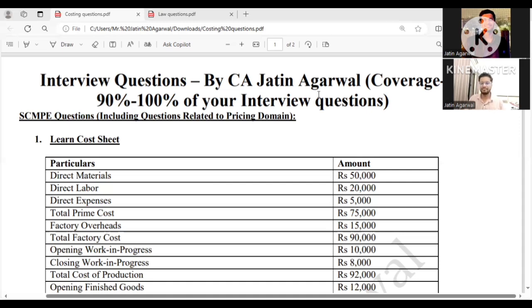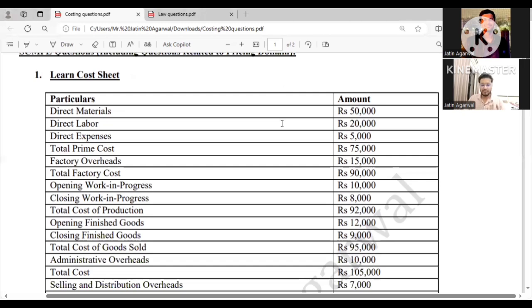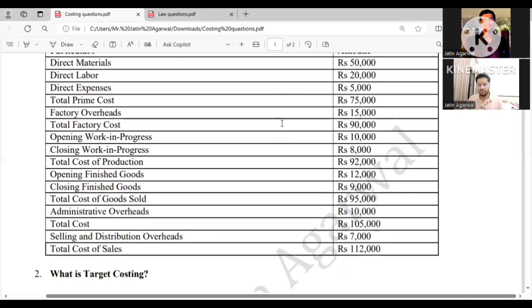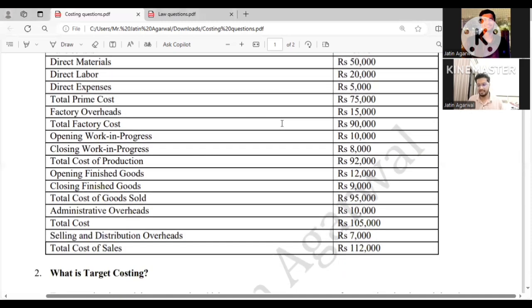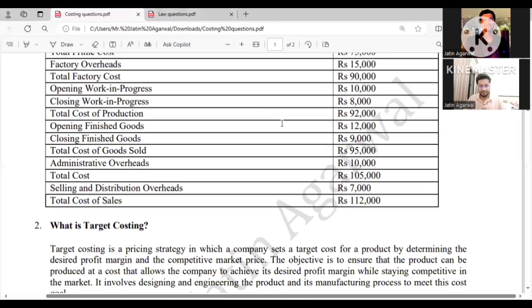Firstly, direct material, to which we add direct labor plus direct expenses, then comes total prime cost, to which we add total factory overheads, which comes to total factory cost, plus opening WIP minus closing WIP equals total cost of production. Total cost of production plus opening finished goods minus closing finished goods equals total cost of goods sold, plus administration overheads equals total cost, and plus selling overheads equals total cost of sales, right? So this is a very simple cost sheet.